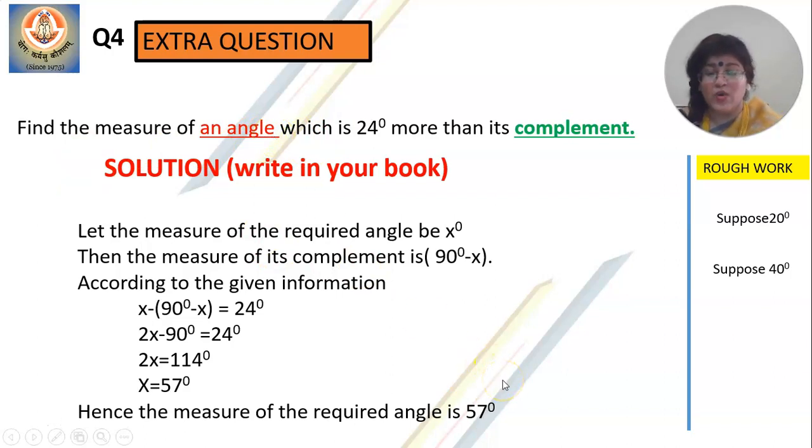Now I give you a clue. How do you know this answer is correct? Find out the complement of 57 degrees. How do you find the complement of 57? 90 minus 57. You will get some answer, and you will notice that there is a difference of 24 degrees between the answers. This will be the complement of 57, and the difference between 57 and the answer that you get will be 24 degrees. Try to do this on your own.